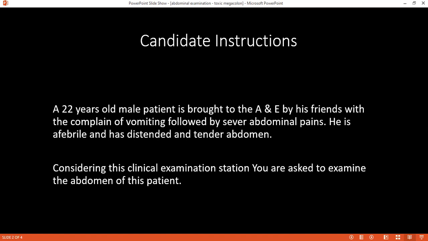Okay, can you present your case now? So, I've presented a 22-year-old male that presented with a history of vomiting and then severe abdominal pain. On examination, the patient is tachycardic, afebrile with a distended abdomen, and also had right iliac fossa tenderness with marked abdominal tenderness.